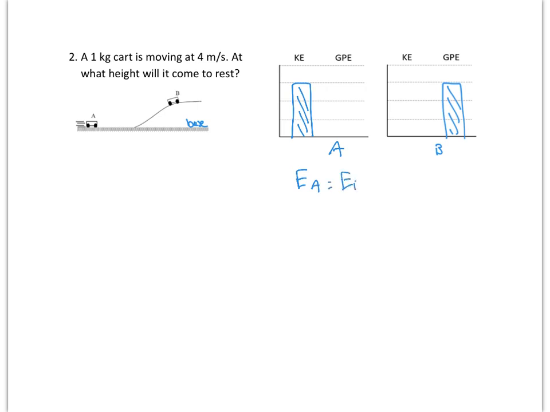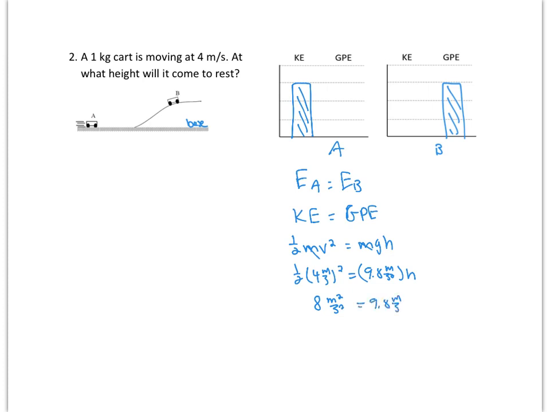Energy at A equals energy at B. This time, it's kinetic energy at A equaling gravitational potential energy at B. 1/2 mv squared equals mgh. Mass cancels. So 1/2 of 4 meters per second squared equals g, 9.8 meters per second squared times height. 4 squared is 16. Half of 16 is 8. 8 meters squared per second squared equals 9.8 meters per second squared times the height.